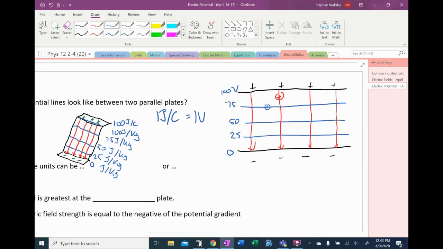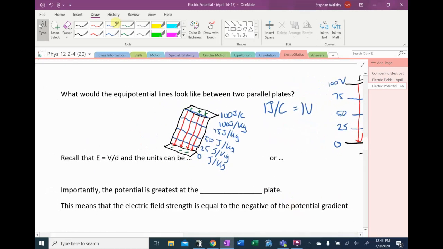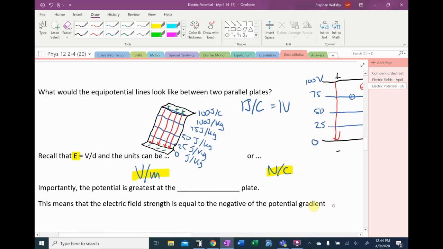Okay, and if we're talking about fields, just taking it back to last week's lesson, we know that fields can either be the potential per distance or the force per coulomb of charge. So they can either be volts per meter, or they could be newtons per coulomb. So these are the two units for E right here. So electric field strength: volts per meter or newtons per coulomb.